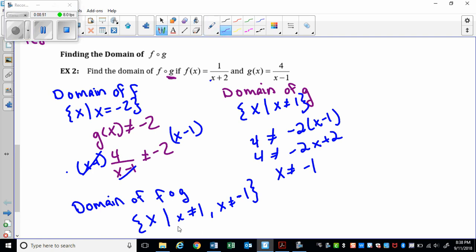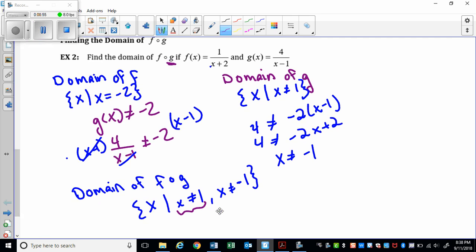So this is the domain restriction of our inner function. This is our g of x. And then this is our domain restriction of the outer function, right? If you substitute -1 into the g of x, we'll get -2, which won't work for the f of x.